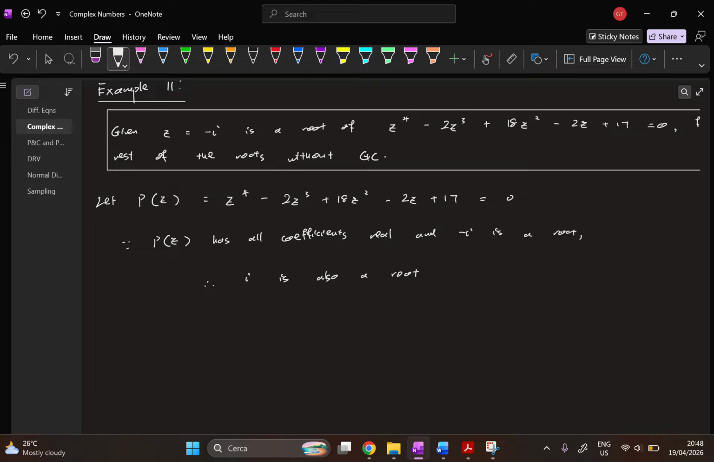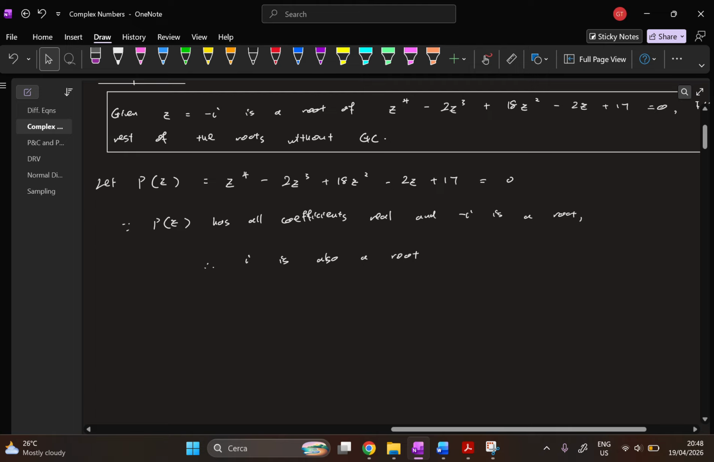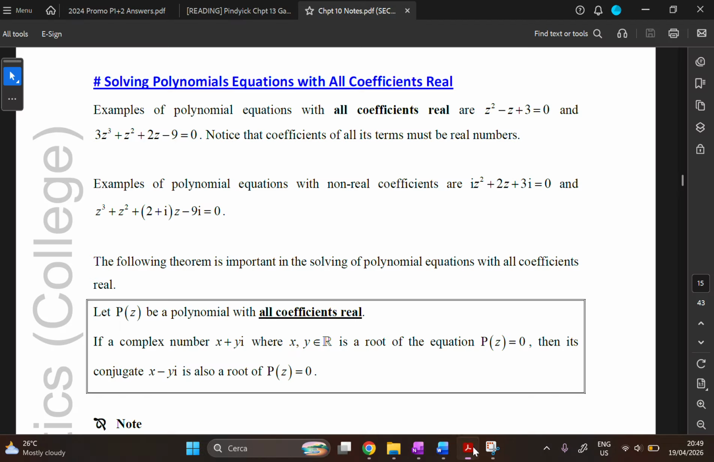Okay, so when you are given a quartic equation, go back to sec 3, sec 4. What do you do when you are given a root and you are given a quartic equation? Obviously, in this case, we are given two roots, right? z equals minus i is a root, and z equals i is also a root. So we can actually find a quadratic factor by multiplying the two linear factors together.